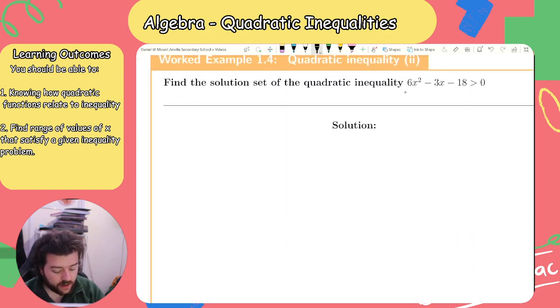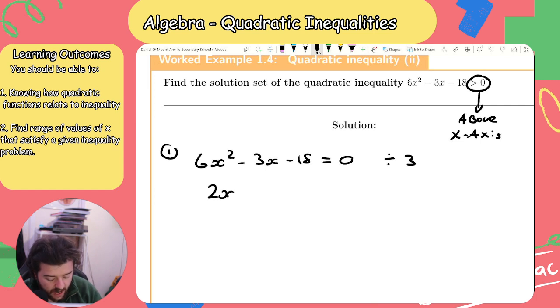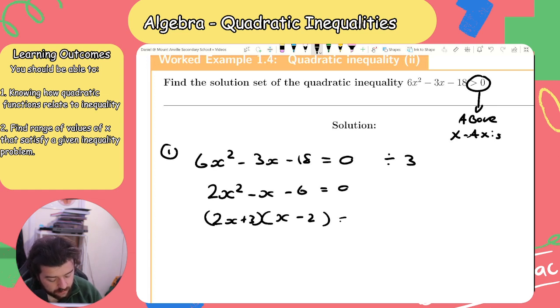So I'm going to do an example of looking from above now. Find the solution set of the inequality 6x squared minus 3x minus 18 is greater than 0. So I have greater than 0 here, so that is going to be above the x-axis. So 6x squared minus 3x minus 18 equals 0. I need to solve it first. Well, I notice here I can divide across by 3. So I have 2x squared minus x minus 6 equals 0. 2x here, x here, and this is going to be minus 2, and plus 3, equals 0.